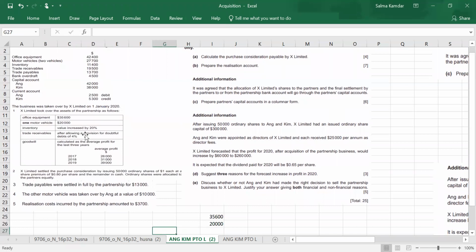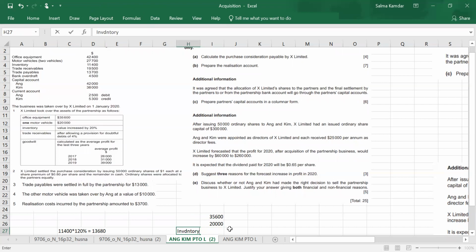So if I have the inventory, how much is it over here? The inventory is 11,400. Its value has been increased by 20%, so I will do into 120%. So I will get the value of inventory as 13,680. So the value of inventory has increased and it has become 13,680.